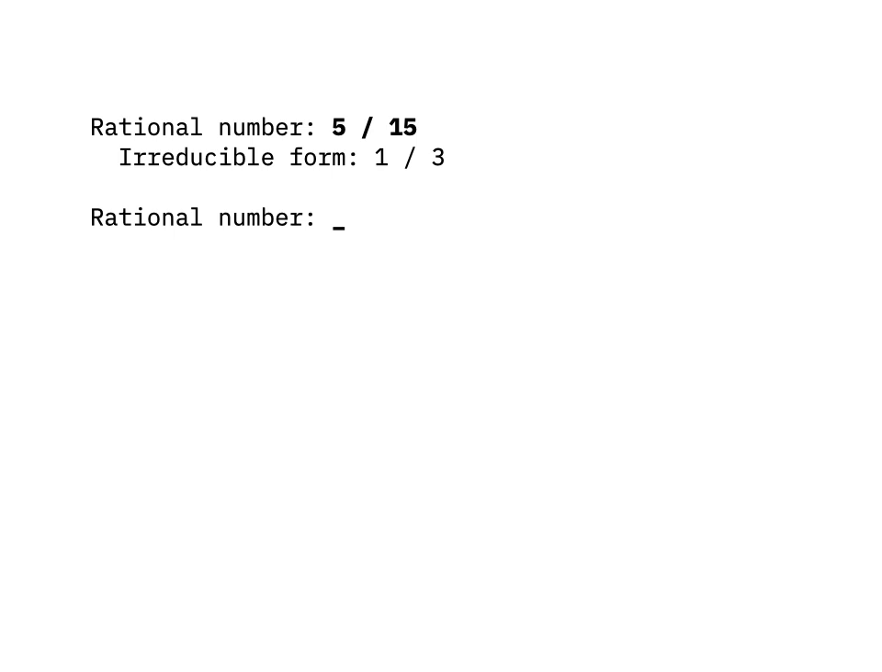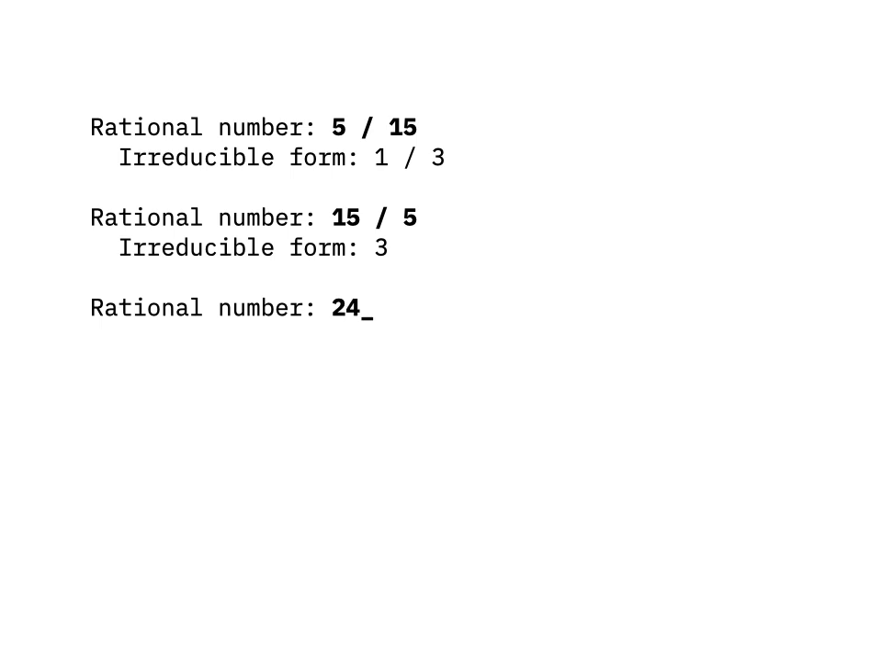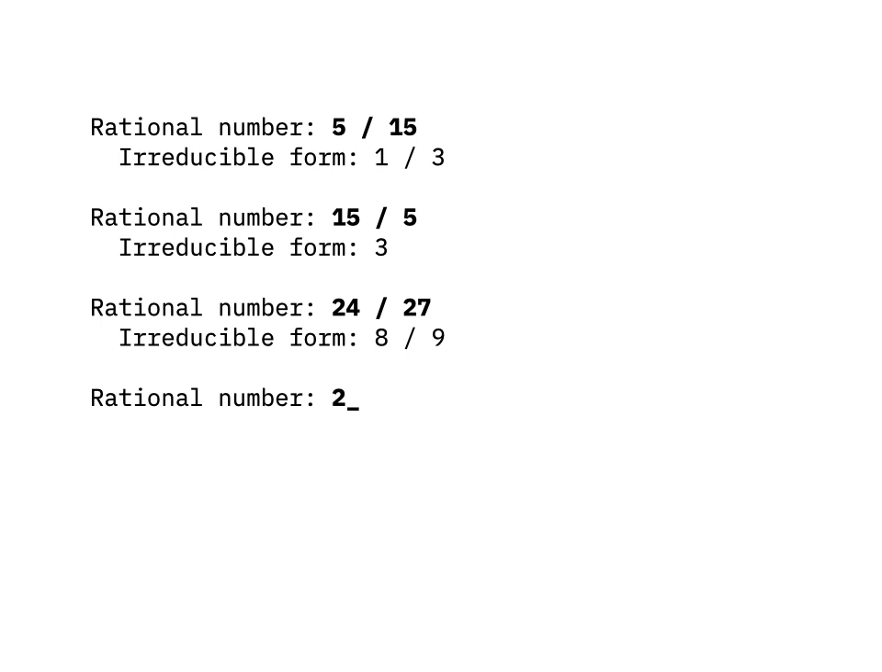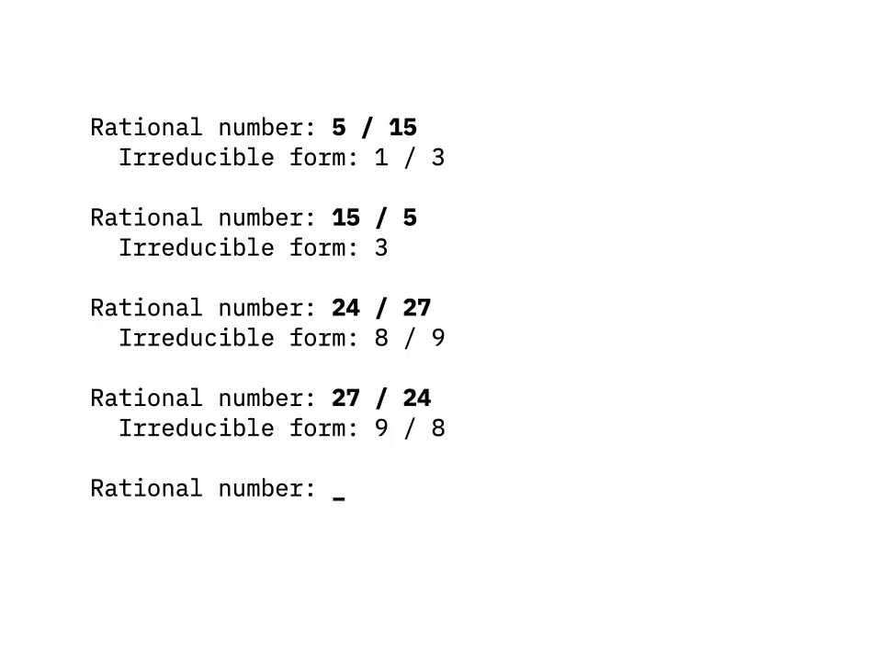Next, let's input 15/5. And our result is 3, though 3/1 would also be acceptable. Let's try 24/27. And we get 8/9. Let's try 27/24. And we get 9/8. Good.